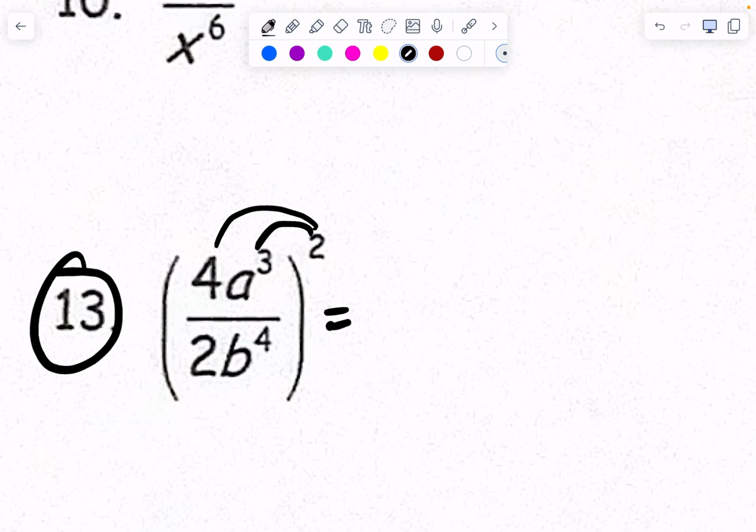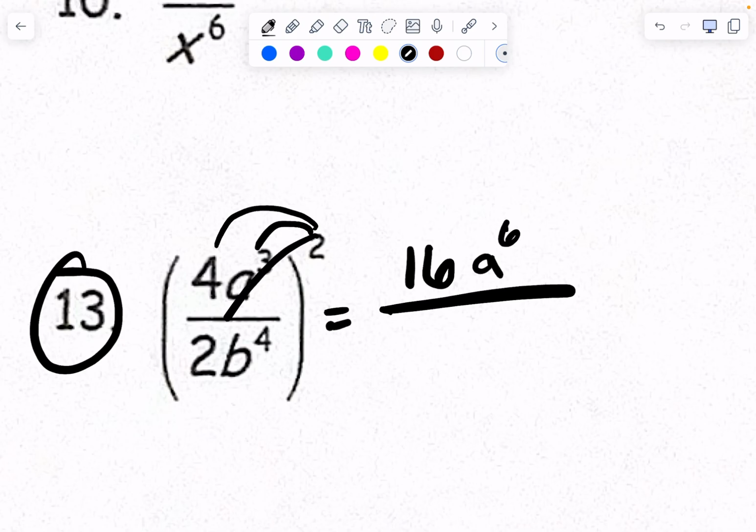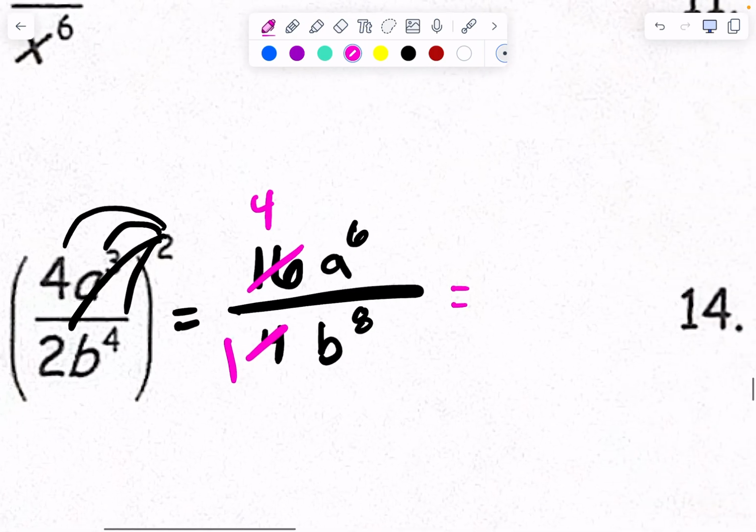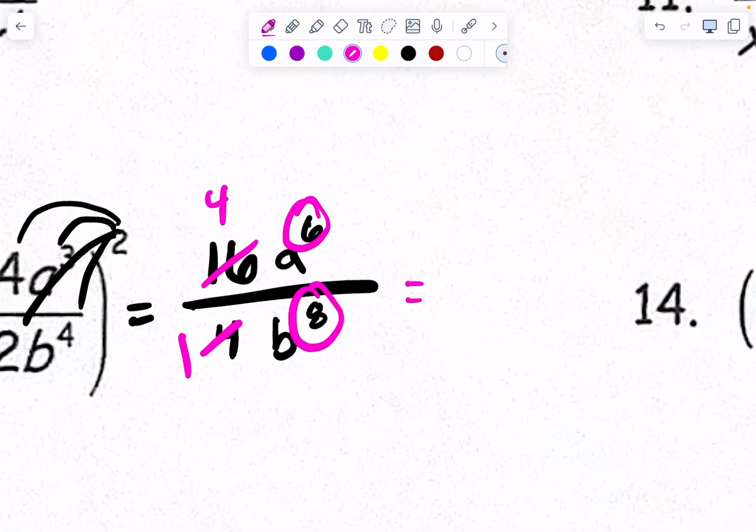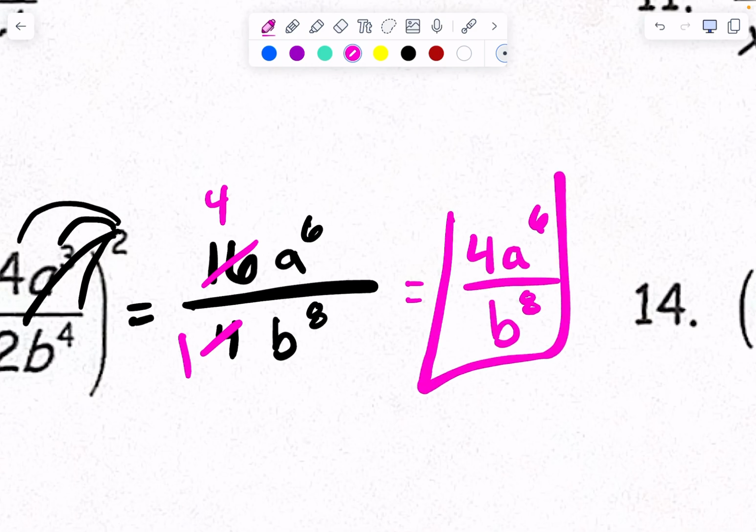What's 4 squared? 16. What's a to the 3rd squared? A to the 6th because you're multiplying. On the bottom, 2 squared is 4. B to the 8th. Now, can I do anything else? Simplify. 16 and 4, I can divide by 4, so that becomes 4 and 1. Anything else I can do? Can I reduce the 6 and the 8? Nope. So this is 4a to the 6th over b to the 8th. Got it?